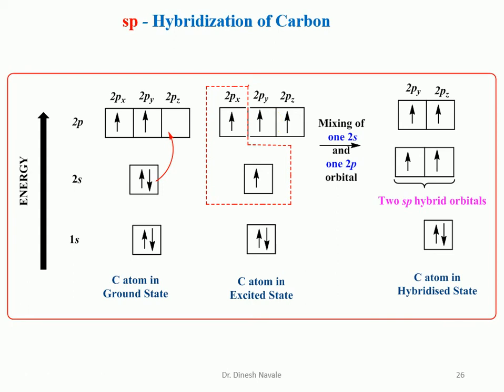And as we discuss here the sp hybridization, during hybridization, the 2s orbital and one 2p orbital will be mixed and will give the formation of the sp hybridized orbitals, whereas the 2py and 2pz orbitals, as shown here, will remain unhybridized. So this is the hybridization of the carbon atom in the sp state.